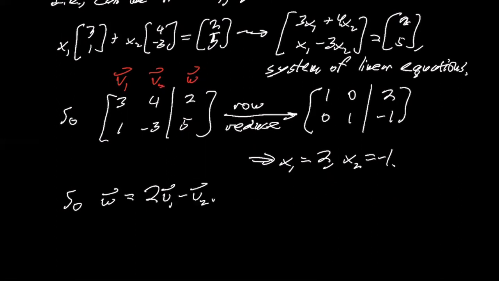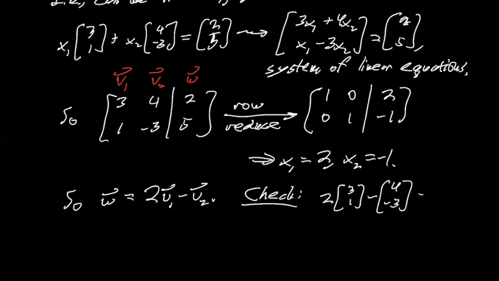And by the way, it really is very satisfying to check this. So let's check to make sure that we agree with this. v1 was the vector 3, 1. So 2 times the vector 3, 1 minus the vector 4, negative 3. In the first entry you double the 3, you get 6 minus 4 is 2. And then you get 2 minus negative 3 is 2 plus 3 is 5, and that's w. And so good, that feels good. It really does work.